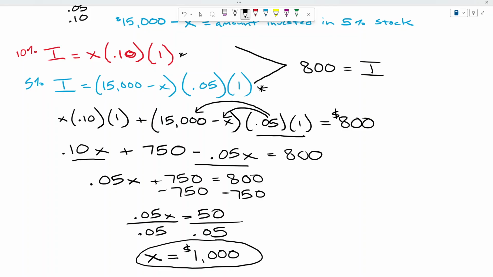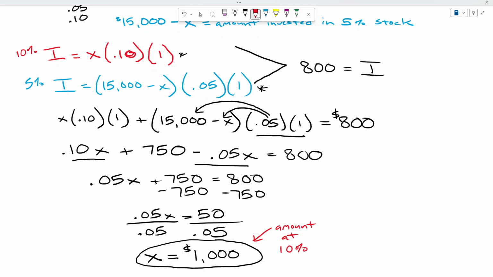So this 1,000 will be the amount invested at 10%, which is what the question was asking us to find.